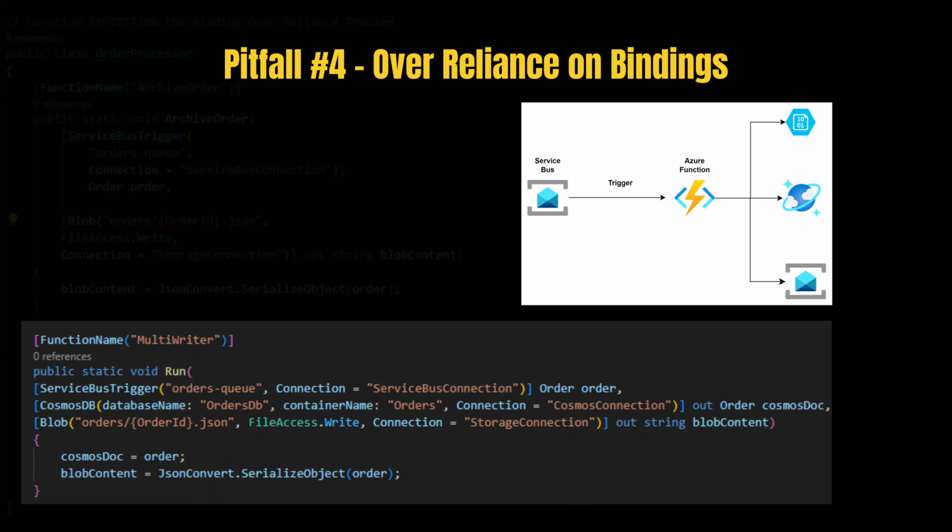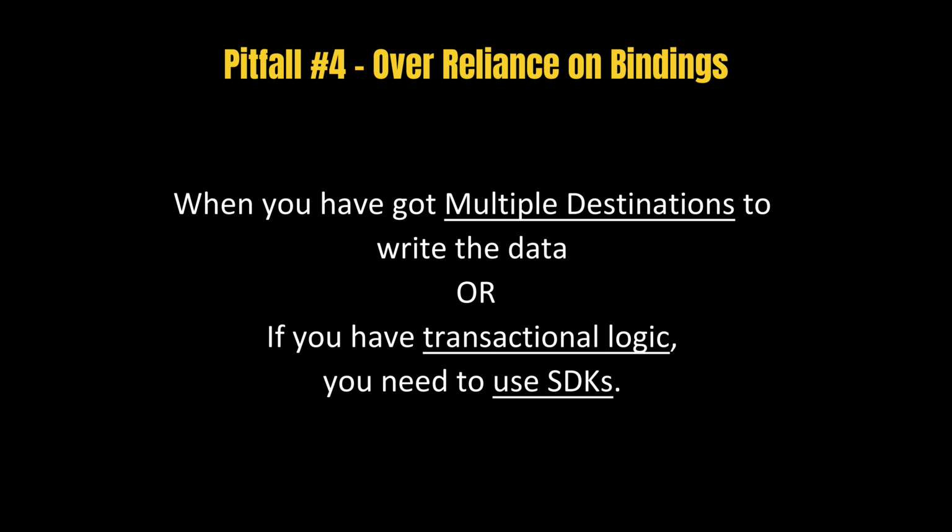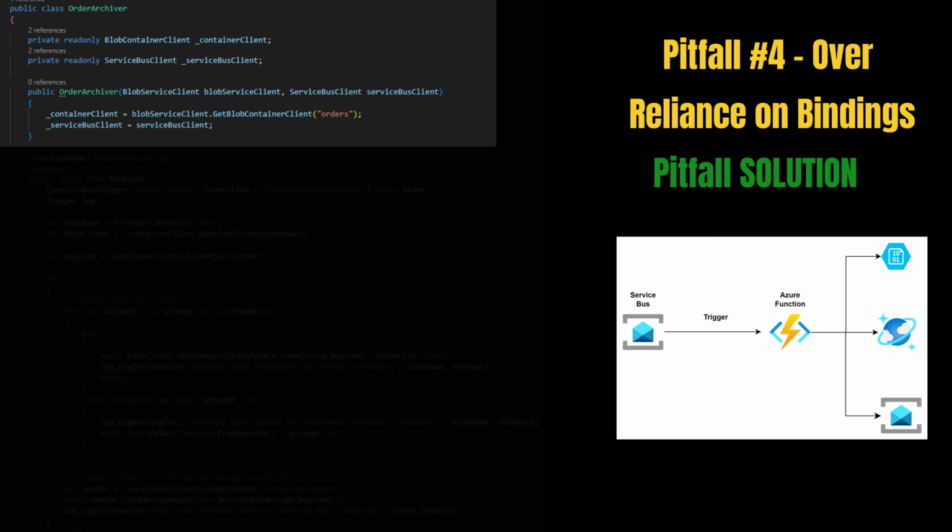So what's the fix? Whenever we are dealing with multi-destination output bindings, or if we have a lot of transactional logic within our processing code, instead of relying on bindings, we need to rely on SDKs. So here we are using the Azure Storage Blob SDK classes, the Service Bus client class, and the Cosmos DB class as well. I think in this example we are just demonstrating the blob part of the output.